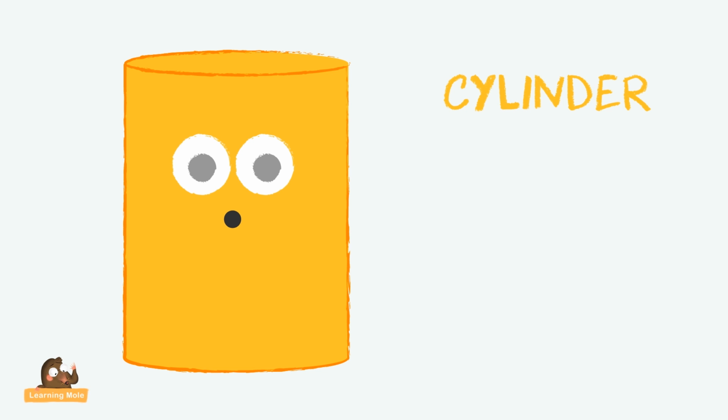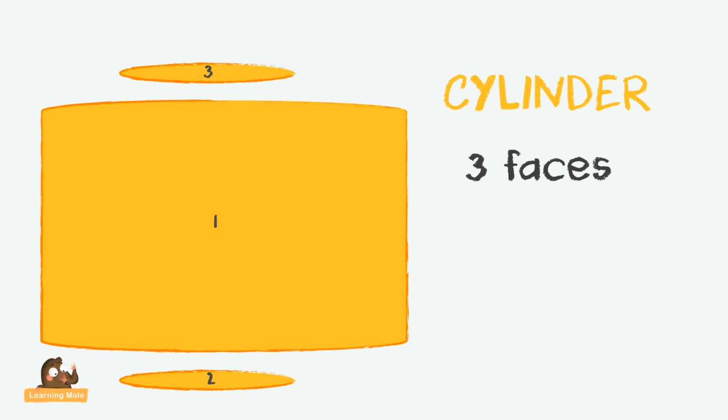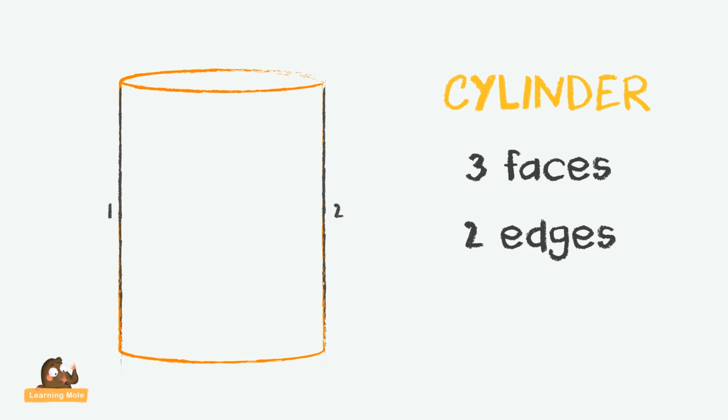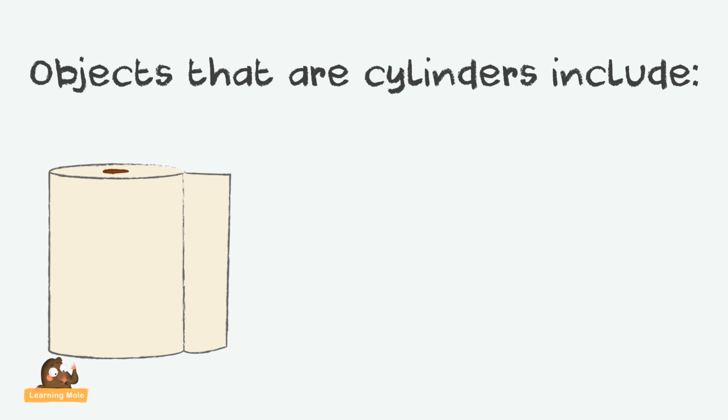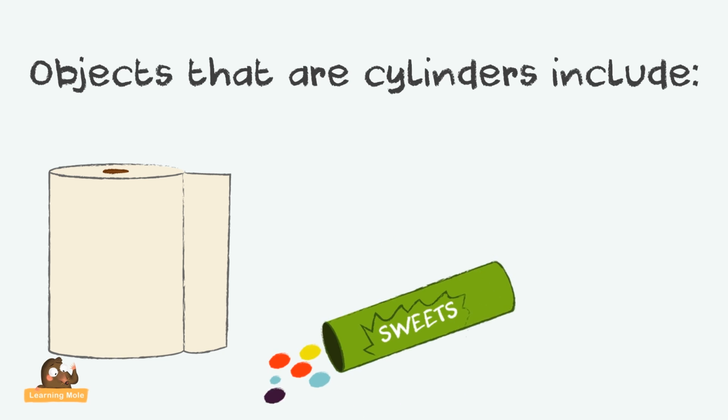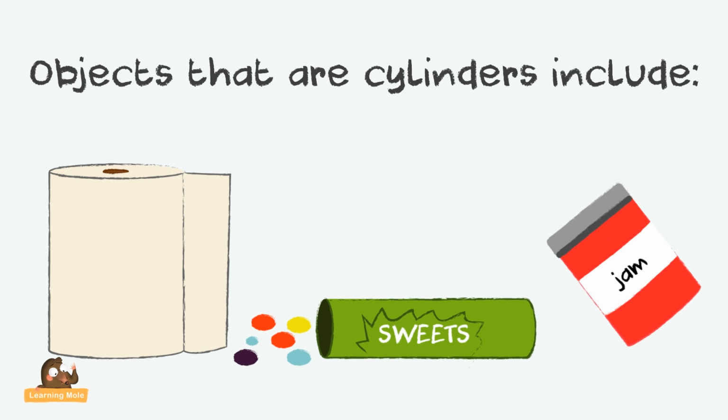Cylinder. A cylinder has 3 faces, 2 edges, and 0 vertices. Objects that are cylinders include kitchen roll, a tub of sweets, jam jar.